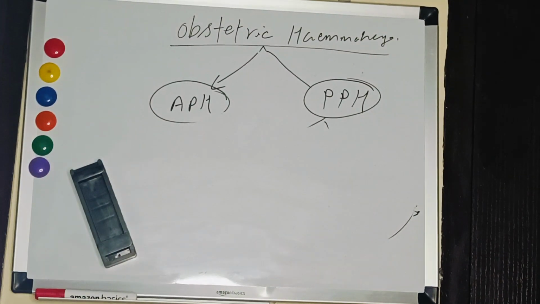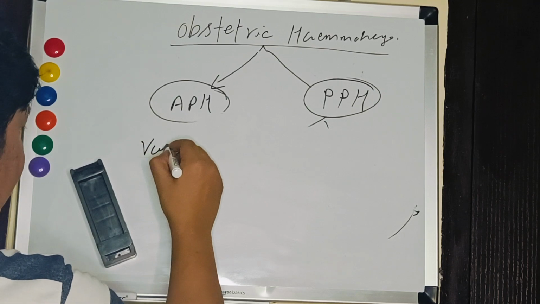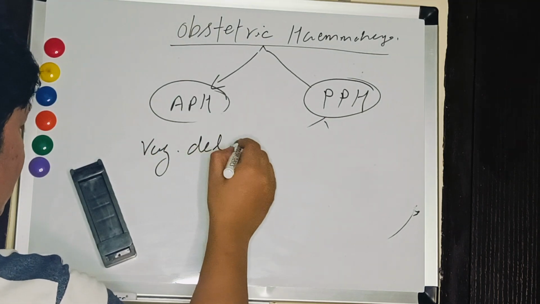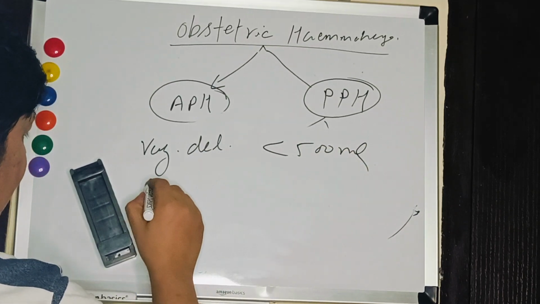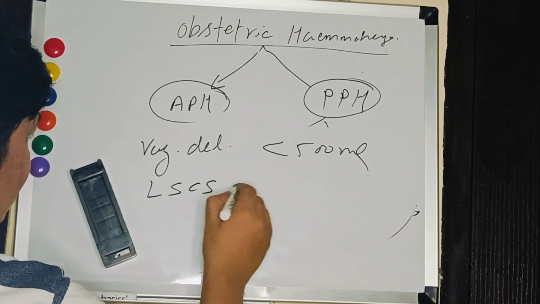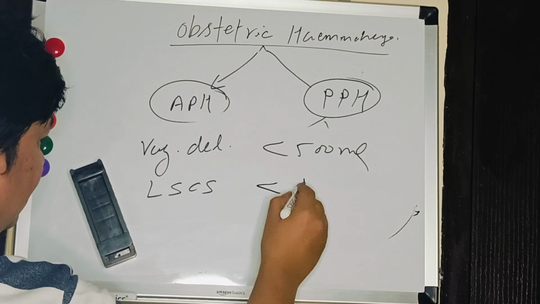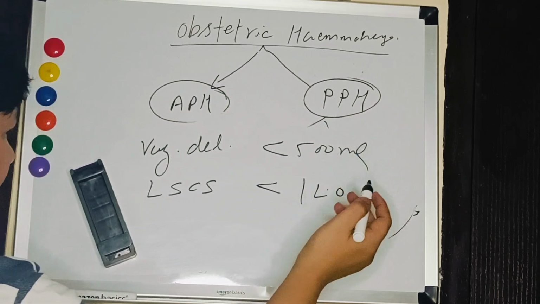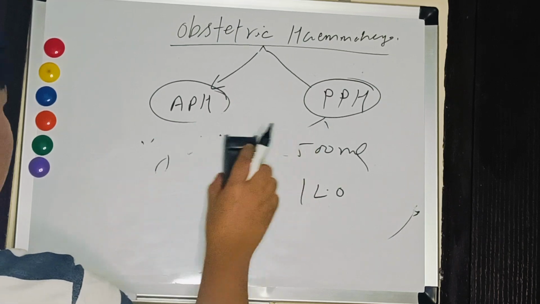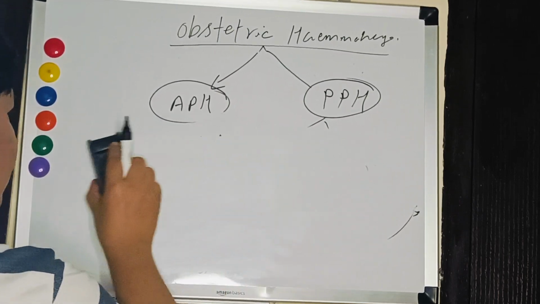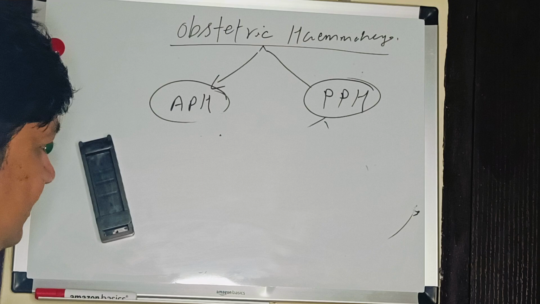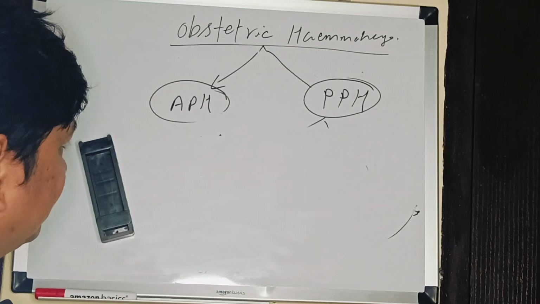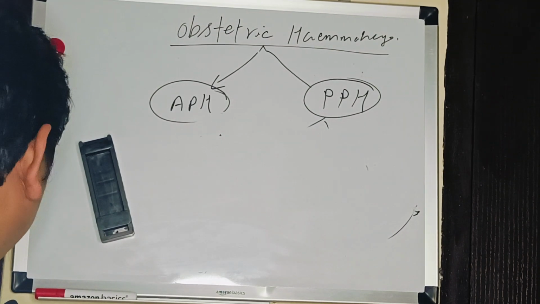Regarding the amount of bleeding: in vaginal delivery, normal bleeding is less than 500 ml. In LSCS, or lower segment cesarean section, less than 1 liter is considered normal. Above 500 ml in vaginal delivery and more than 1 liter bleeding after LSCS is considered obstetric hemorrhage.